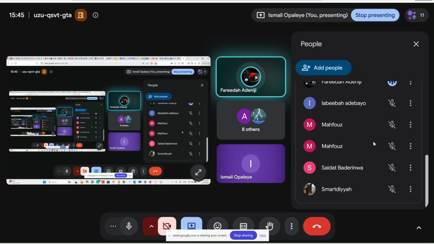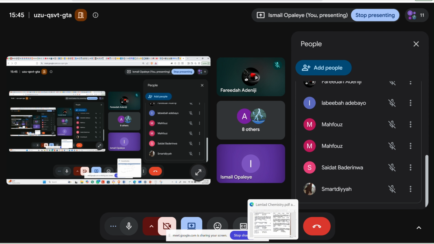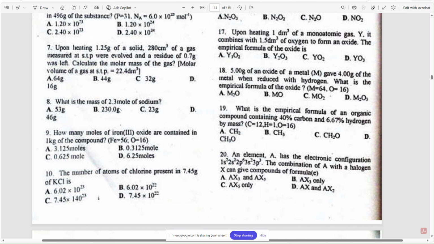So I can't see the question. Okay, this is the question. Question 7. Upon heating 1.25 gram of a solid, 280 centimeter cube of a gas measured at STP were evolved, and a residue of 0.7 gram was left. Calculate the molar mass of the gas.